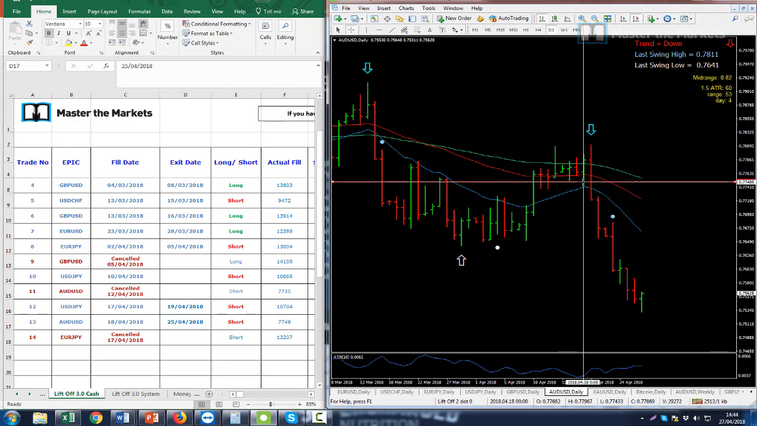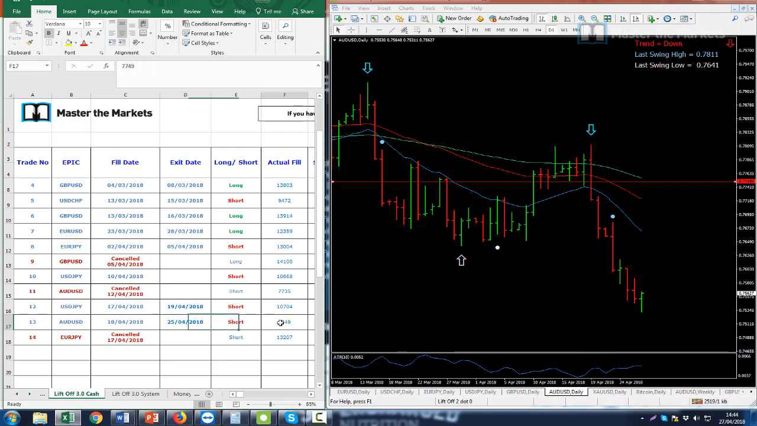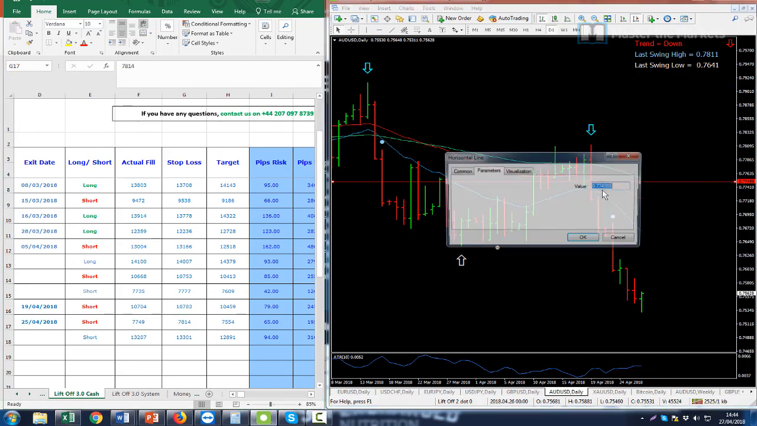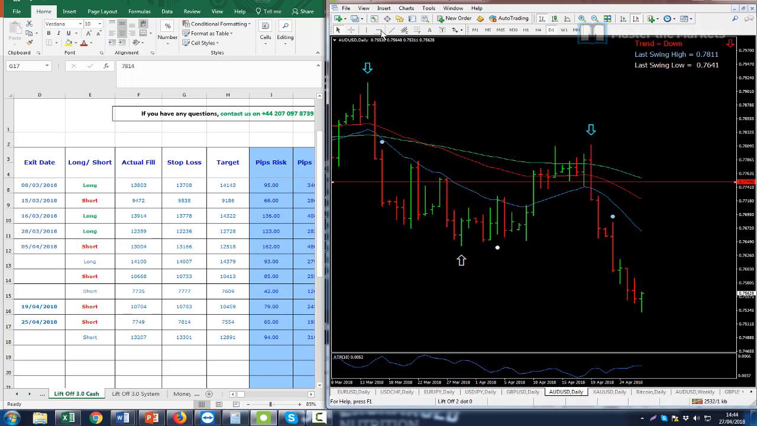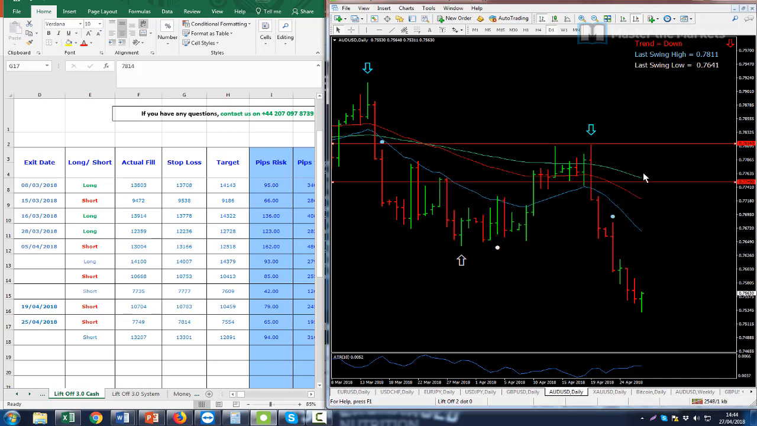On the 18th, we shorted the market from this level, and when this green bar triggered us into the trade and moved against us, initially it looked as though that was going to stop us out. Our stop loss was where? Our stop loss on the market was 7814. Now the interesting thing is, 7814 is actually there.